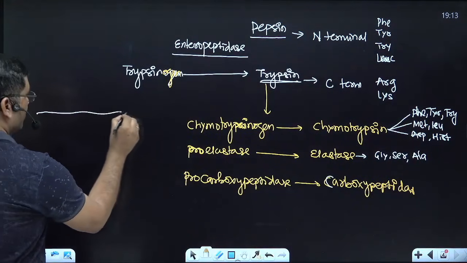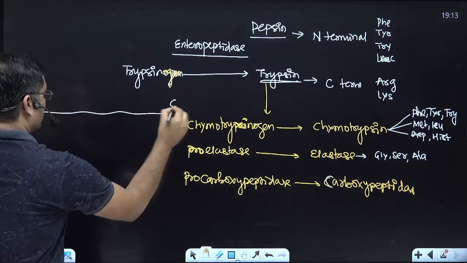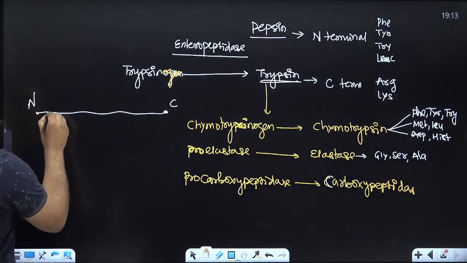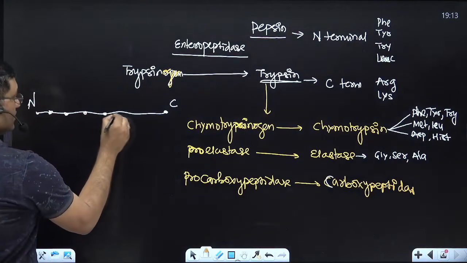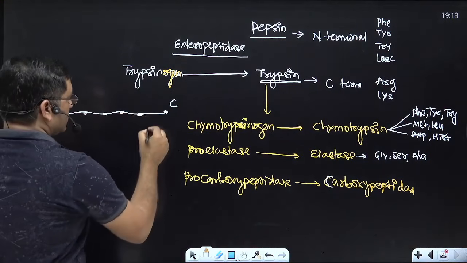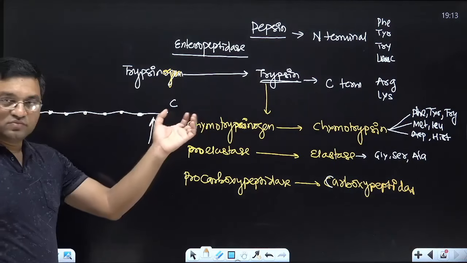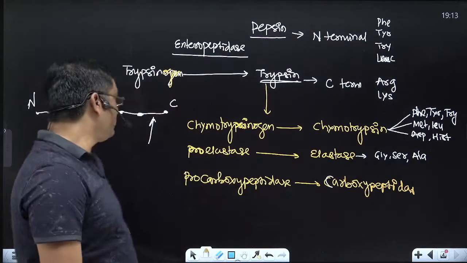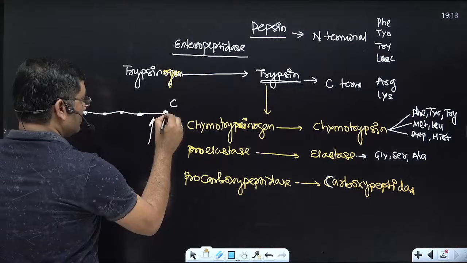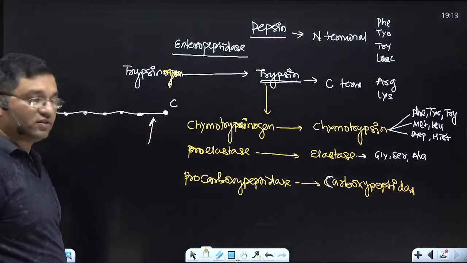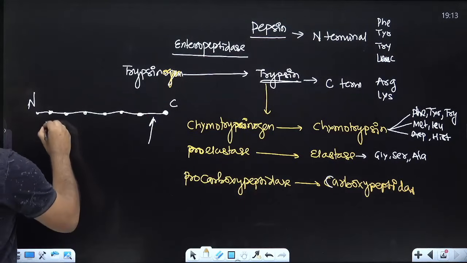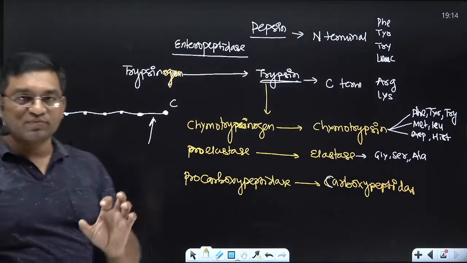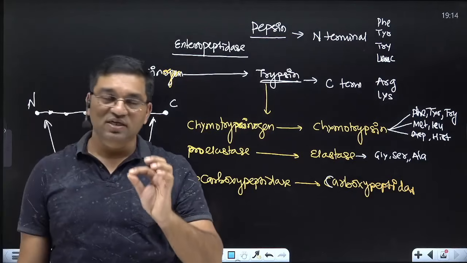Suppose this is a peptide, this is carboxyl terminal, this is amino terminal or N terminal, and these are the amino acids. So on this end, this is exopeptidase, carboxypeptidase A and B. This will cleave this amino acid and remove it. While aminopeptidase will act on this peptide linkage and will free this amino acid. These are the exopeptidases, carboxypeptidase and aminopeptidase.